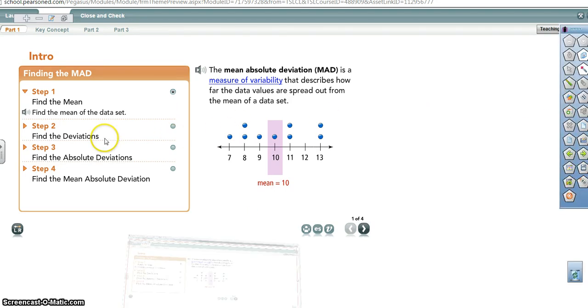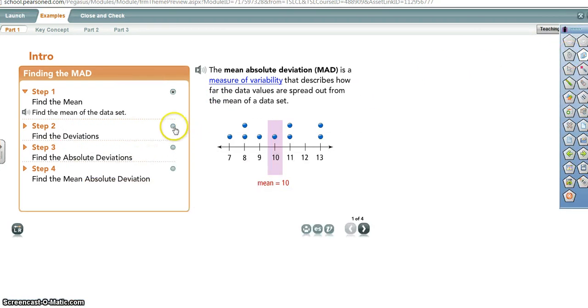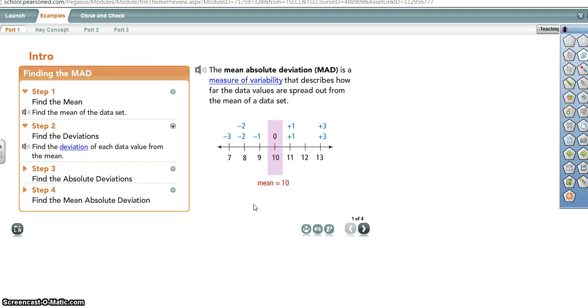The word deviation comes from the word deviate, and it has to do with how far away something is. So when we find the deviations, we're looking at how far away each data value is. So you can see we've taken our data points and we're going to think about how far they are from the mean. So we say that 7 is -3 away from the mean of 10. Negative because it's below the mean of 10.